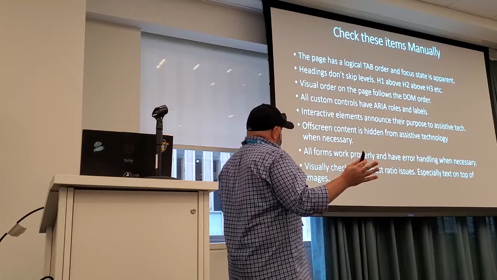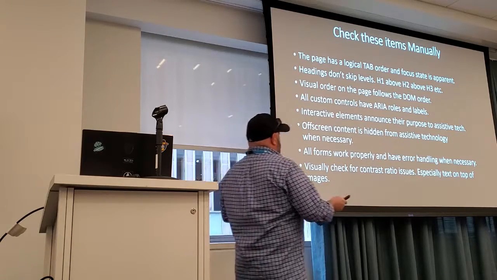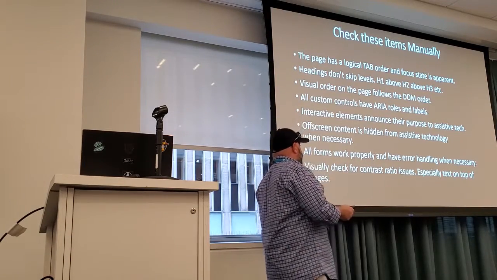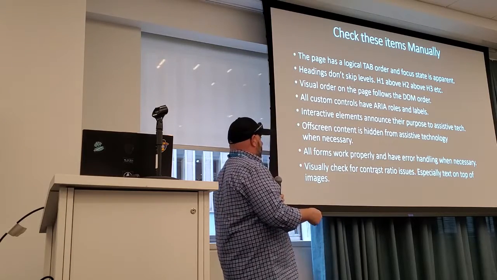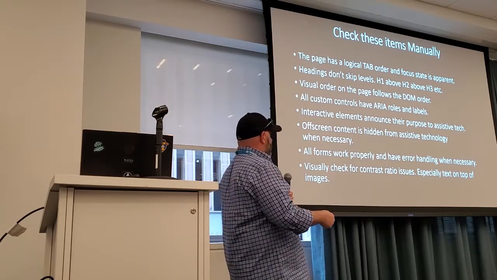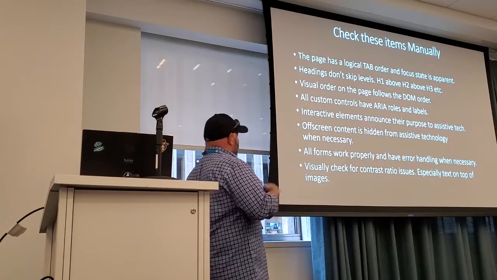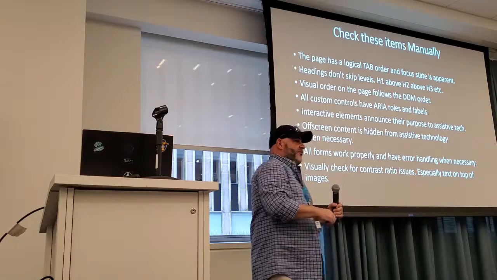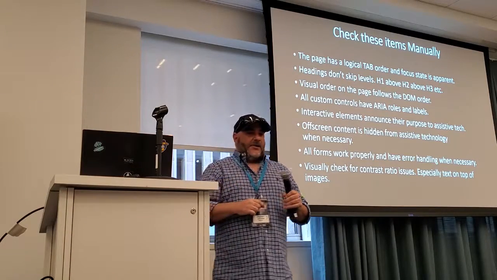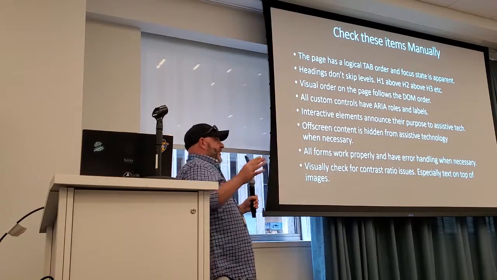Visually check for contrast ratios. Now, again, our automated testing tools, we say, wait a minute, Joe, our automated tools checked for that already. No, they didn't. They checked for some of it, but they don't check all of it, especially when you have an image. We all have these nice big hero header images, and we put text on top of it.